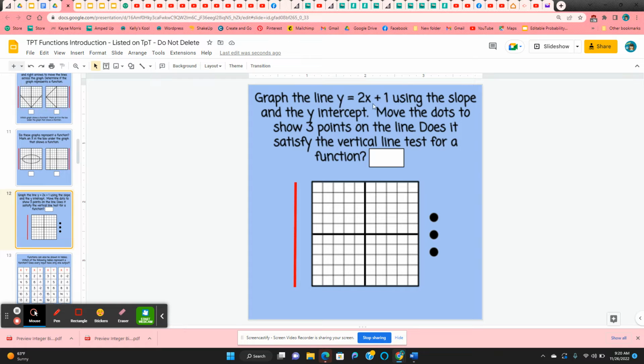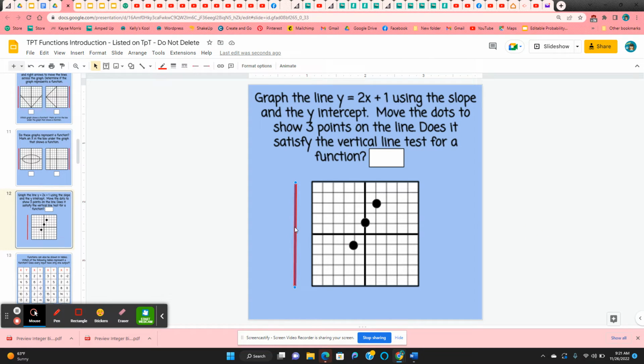And then they've got an equation for a line, so they're going to determine 3 points, and they're going to move these black dots. So they can see that the y-intercept is 1. That means they can move one of these black dots to 1 on the y-axis. If the slope is 2, then they just go up 2 to the right 1, or to the left 1, down 2, and that would be their line.